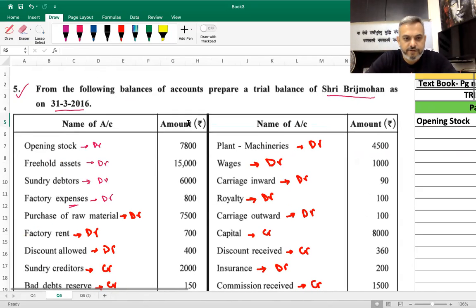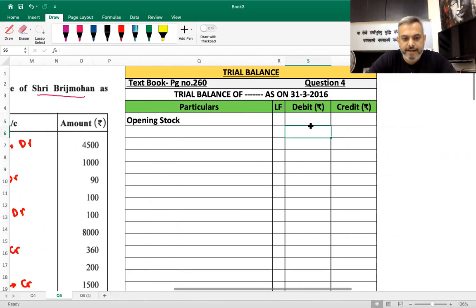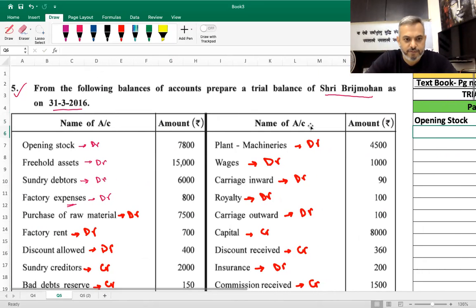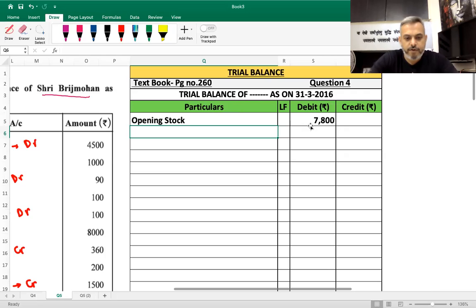So opening stock, debit 7,800. I have a textbook in front of me, so I'll directly see from there. You also keep the textbook in front of you.